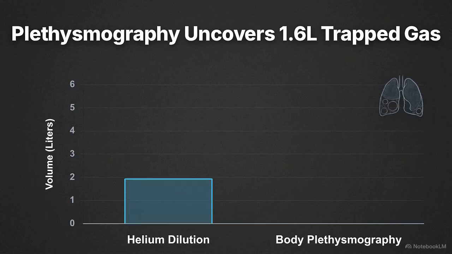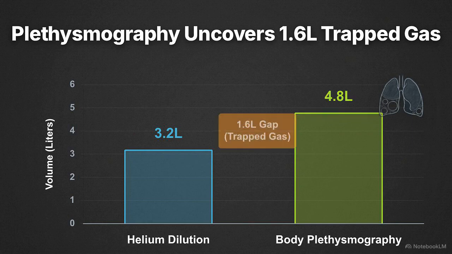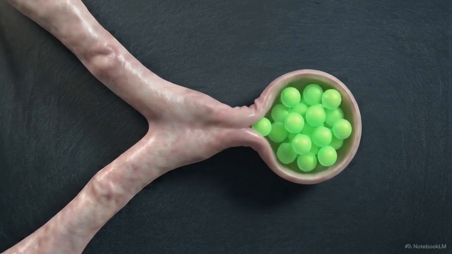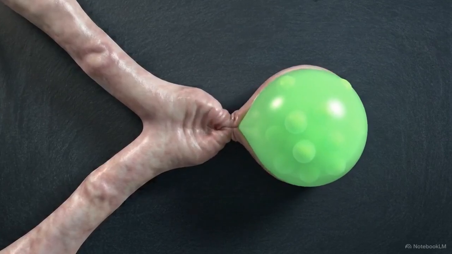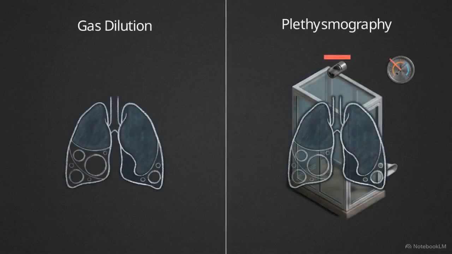We can now return to our COPD patient and the 1.6-liter gap between their helium and plethysmography measurements. The destruction of lung tissue in severe obstructive disease leads to flow-related airway collapse during exhalation. This traps air in enlarged emphysematous bullae. This split-screen diagram shows why gas dilution tests fail. Nitrogen and helium cannot diffuse past collapsed airways, but plethysmography succeeds because trapped gas is still gas.